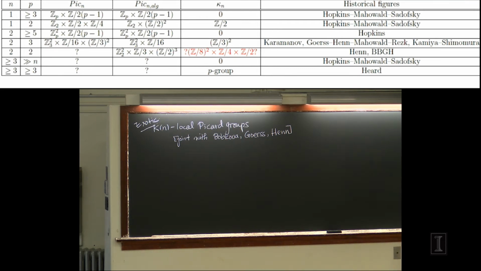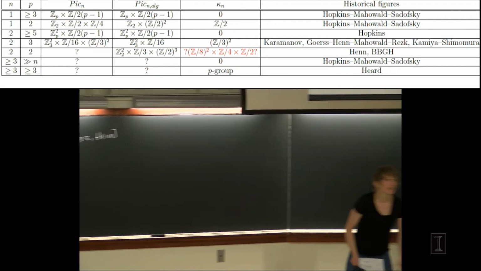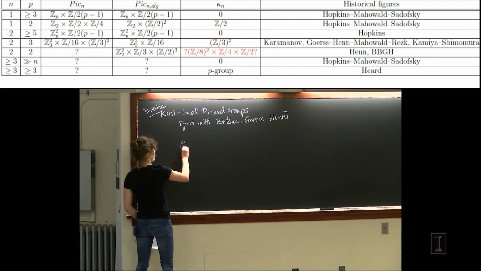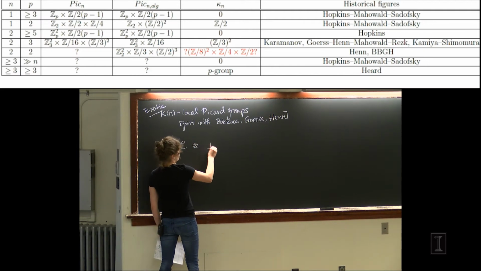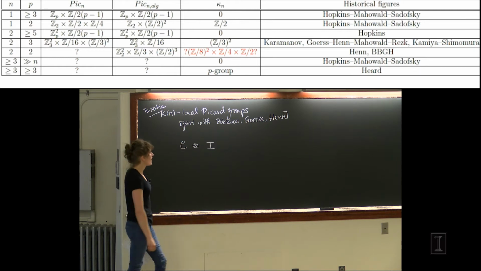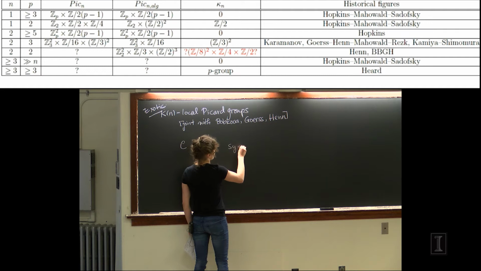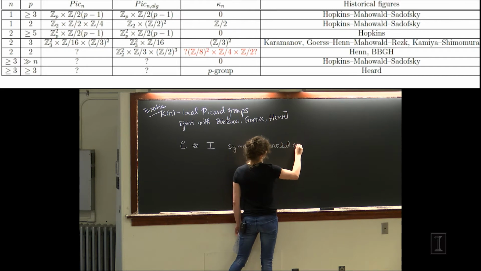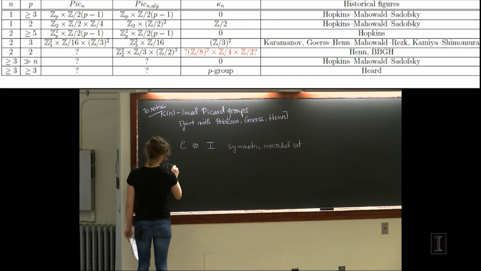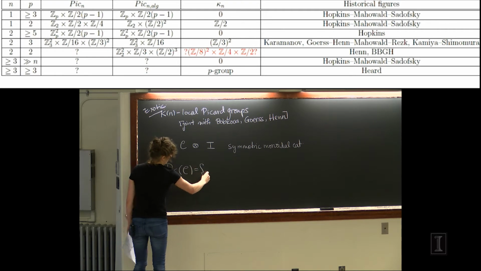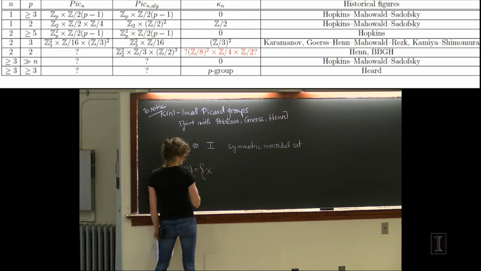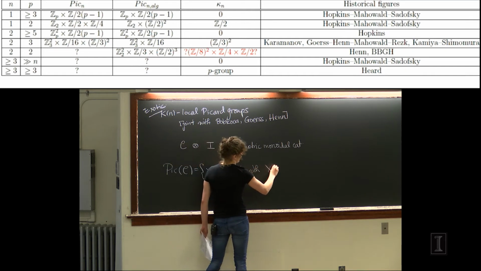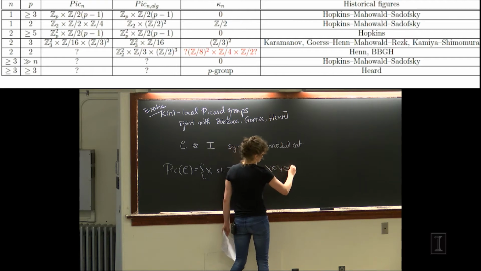So first, let's just ease into it. If you have C, a symmetric monoidal category with a product, which I'm going to denote by a tensor, and I, the unit object, then the Picard group of C is going to be the group of invertible objects. So the objects X such that there's some Y and an isomorphism between X tensor Y and the unit.